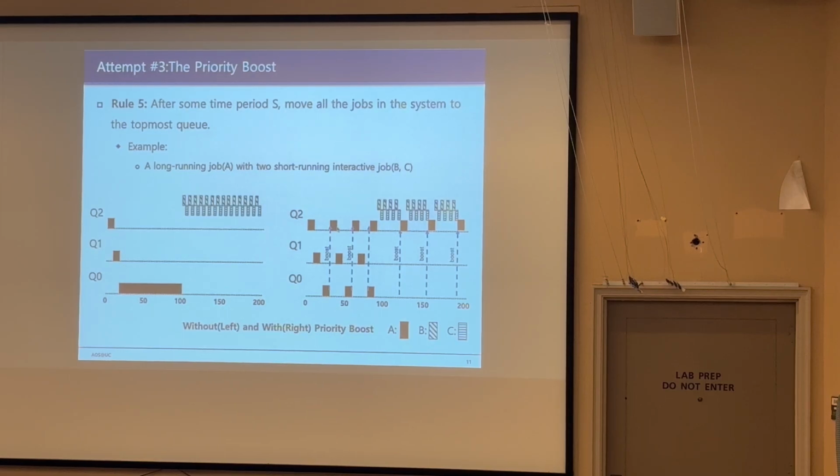Okay, and this happens periodically, so that's why when these two jobs B and C arrive, they will not be able to starve A. Although their priority stays in the high queue, job A still gets a chance to be moved to the highest queue. And it has the same priority as B and C, so it gets scheduled in a round robin manner in the topmost queue.